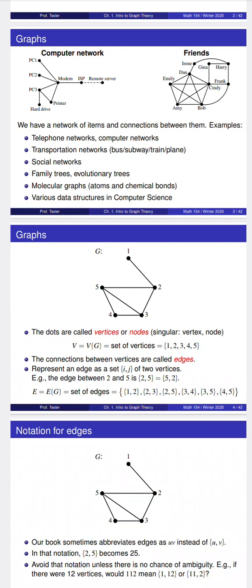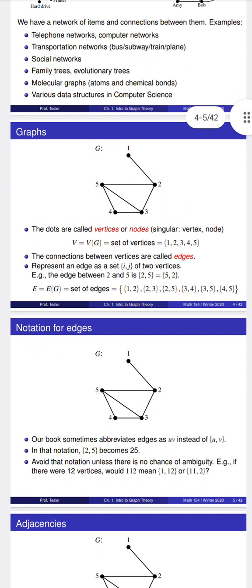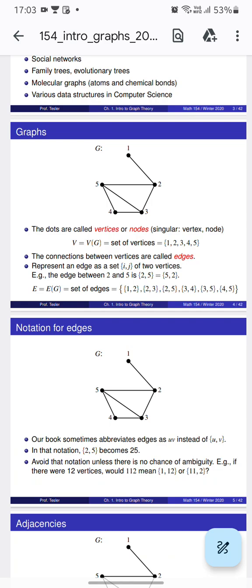Represent an edge as the set {i, j} of two vertices. Example, the edge between 2 and 5 is {2, 5}, which is also equal to {5, 2}. Here E equals E(G), the set of edges, which equals {1,2}, {2,3}, {2,5}, {3,4}, {3,5}, and {4,5}.